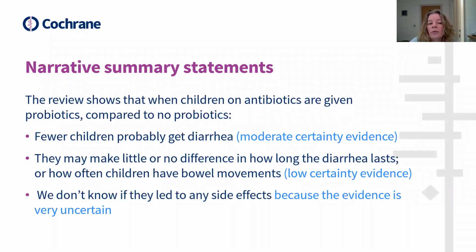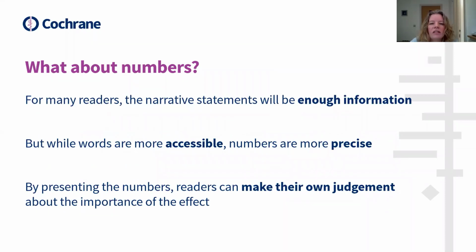Hopefully those statements were quite brief and clear, and if we wanted to, we could also add in and specify the GRADE certainty. That's a little bit more information for people to understand. And for many readers, those kinds of statements would probably be enough. For instance, if you were a parent and your child's taking antibiotics, it's probably enough for you to know that fewer children will get diarrhea when they're taking probiotics at the same time.